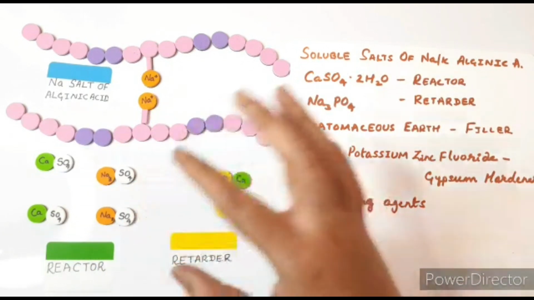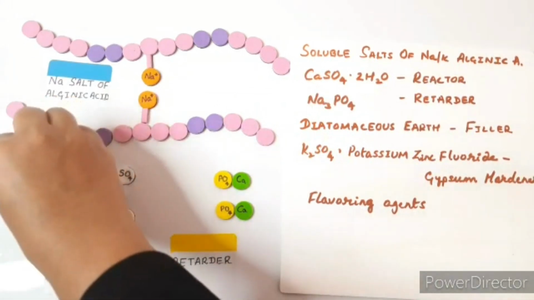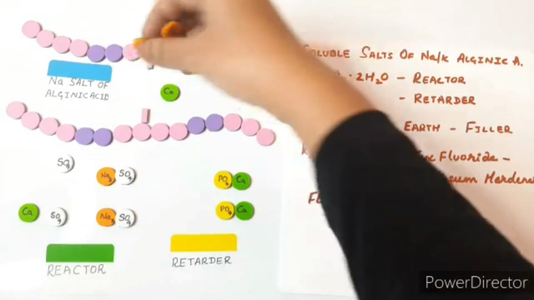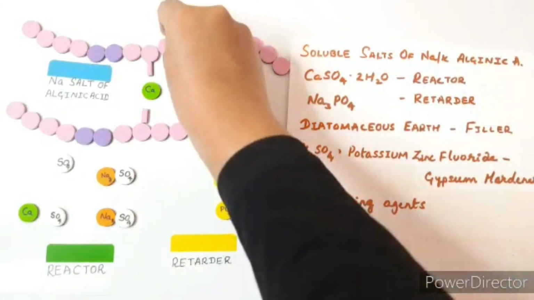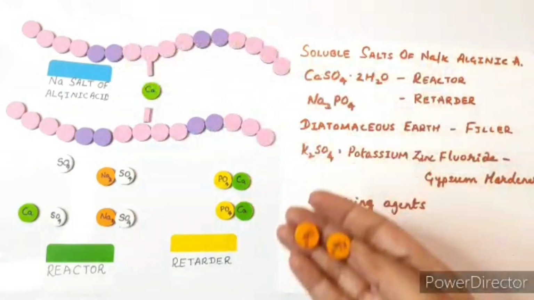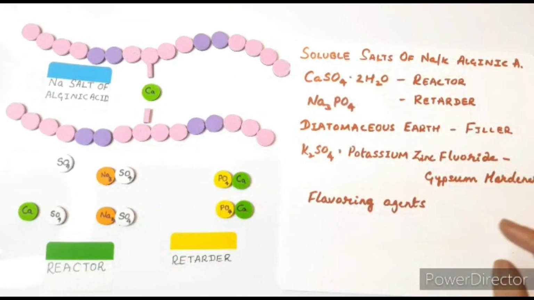When all of this phosphate has been used up, then the calcium goes and knocks out these sodium ions, and then it takes their position, and then the cross-linking between these chains happens, and this is how your alginate is going to set in the end. Alright, this is all about the total setting reaction that is seen in your alginate.